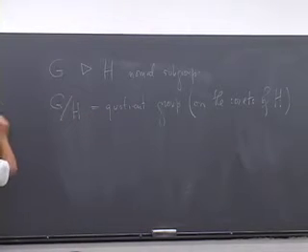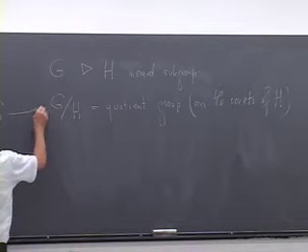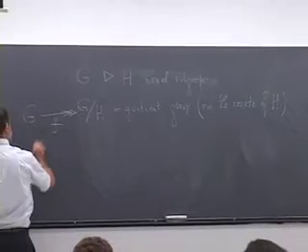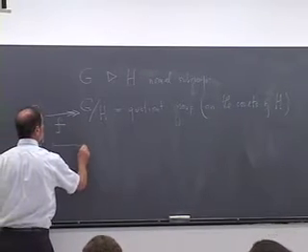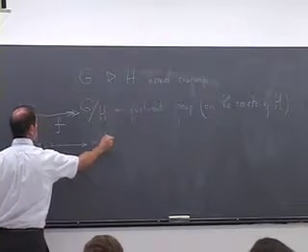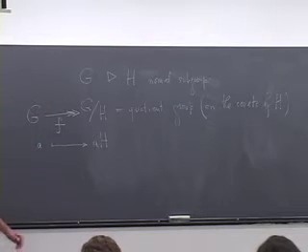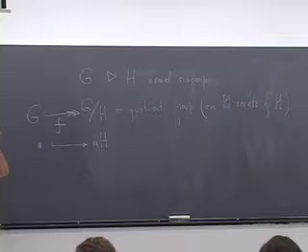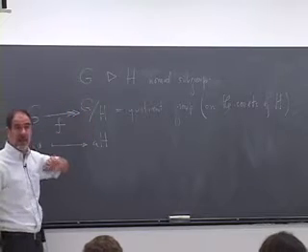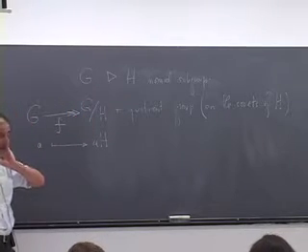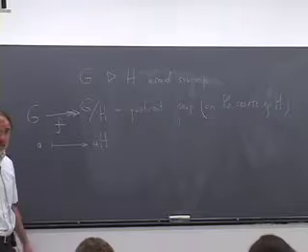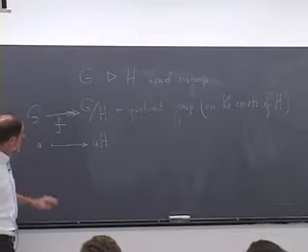This comes with a natural surjective map, F, that takes an element in G into its H coset. That's a group homomorphism, and the kernel of it is H. That's what we showed last time. So any normal subgroup gives rise to a diagram like this of groups. Now, let's make a little observation, which is quite useful.